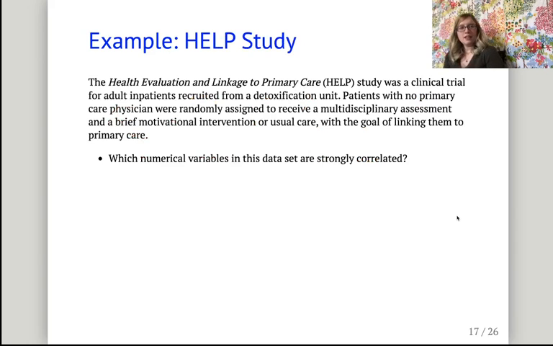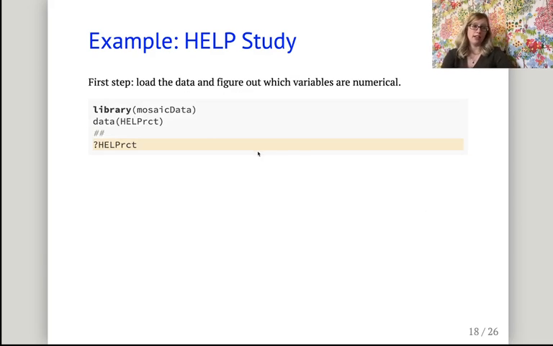So let's take a look at another data set. This data set is called the Health Evaluation and Linkage to Primary Care data set. This is a study that was done using adult inpatients coming out of a detox unit. The goal was to help them find primary care providers or regular physicians, with the idea that regular doctor's visits would help them stay clean from using substances. So we'd like to look at the numerical variables in this data set to see which ones are strongly correlated.